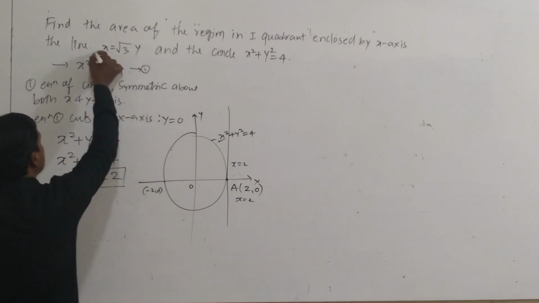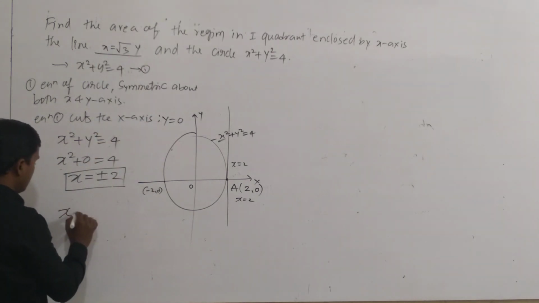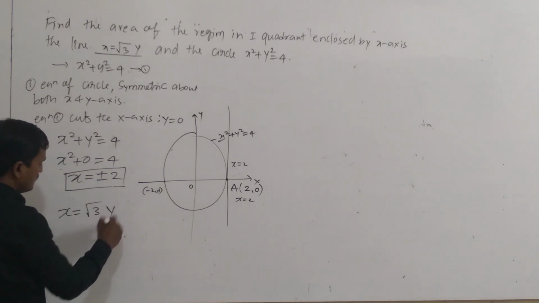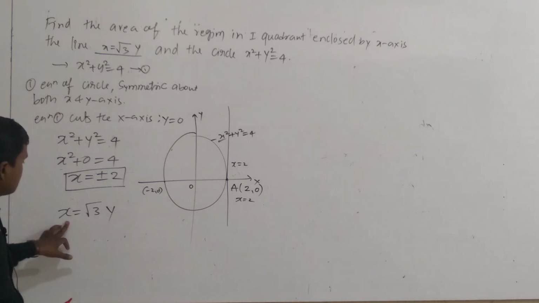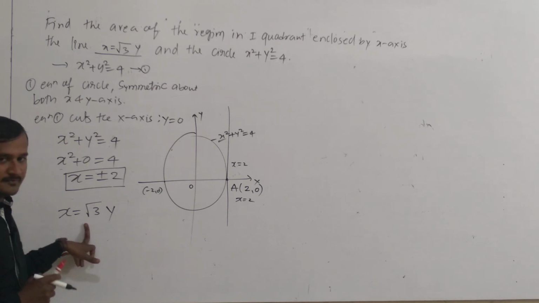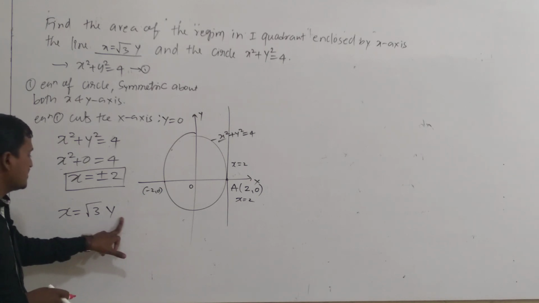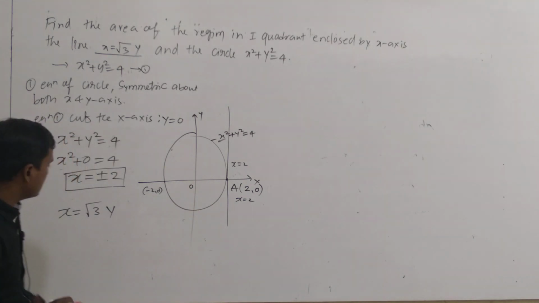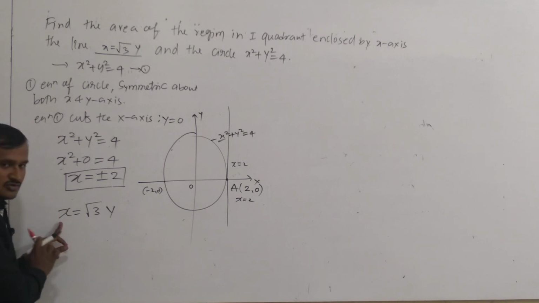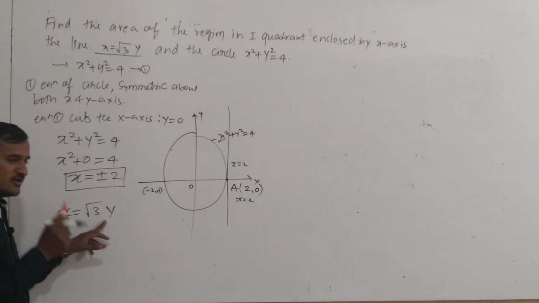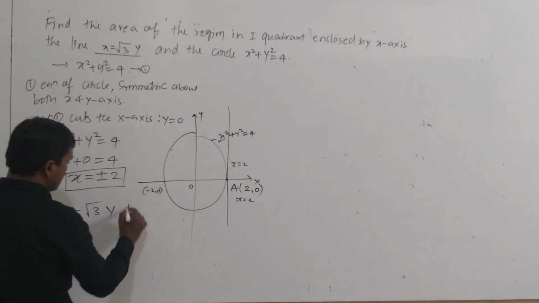Next, now we should take the line. What is the line? x equal to root 3 y. It is a straight line. Now I should check whether this straight line is passing through the origin or not. For this, put the value of x equal to 0, what is the value of y? 0.